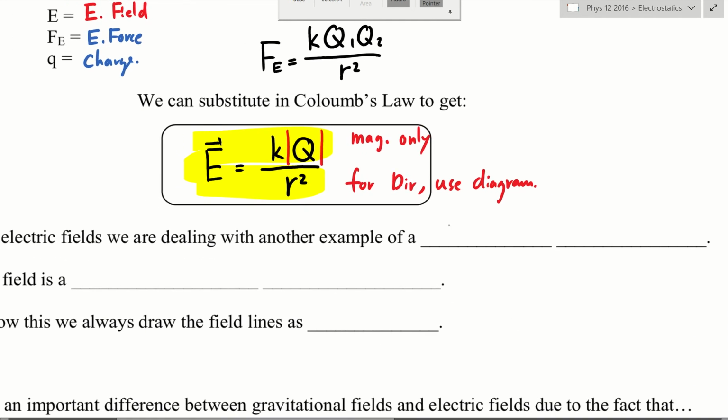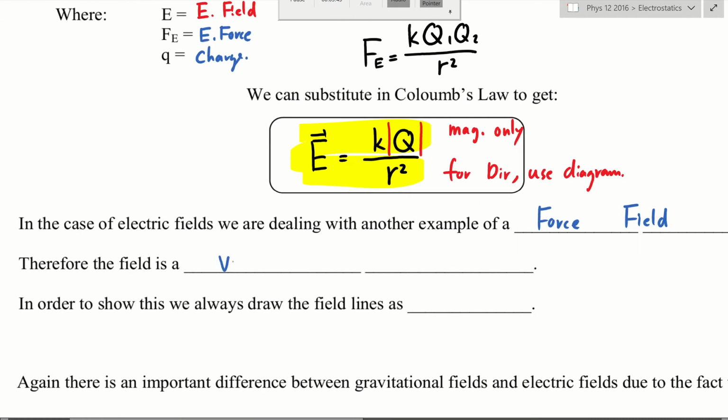Since we're dealing with an example of another force field, we have to remember that the field is a vector quantity. That means it does have a direction. If you're only looking for the field from one object, then it can point in any direction, away from the charge or toward the charge. So let me show you some diagrams.